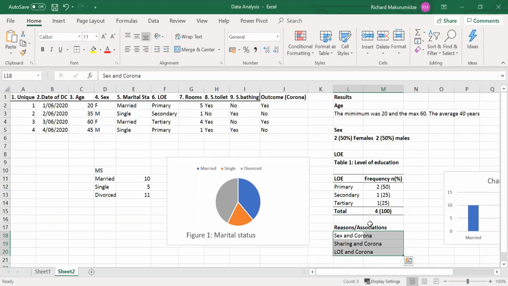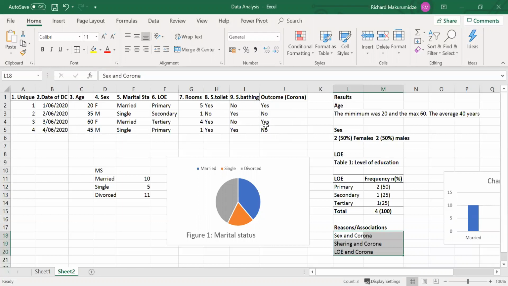We do research because we want to see the reasons. That's why I always say, insist, when you're doing research, there's no way you can do research without putting in demographic factors. You need demographic factors, because these demographic factors will assist you to find the associations between your demographic factors and your risk factors, or some of your variables.